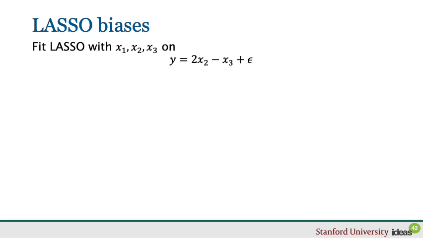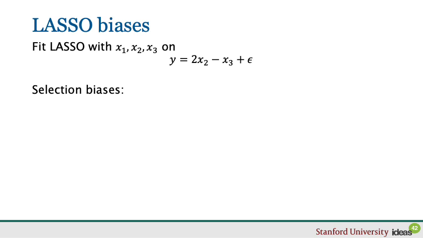Specifically, I'm assuming that there are just 3 variables, x1, x2, and x3, some outcome variable y, and that the outcome variable only depends on x2 and x3 in a specific way. So what could happen when I fit the lasso here, which doesn't like to include a lot of the covariates?